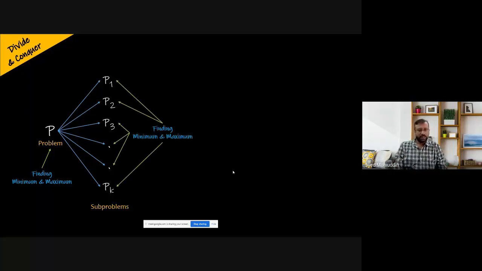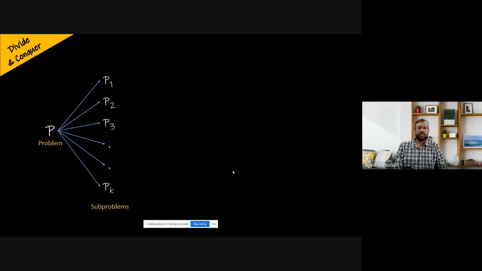Finding minimum and maximum is just an example. Let us take another example. Suppose we have a problem P of sorting a collection of elements. Then P1, P2, P3 should also be sorting problems. They cannot be a different problem. For example, if P is a sorting problem and we divide it into sub-problems P1, P2, P3 until Pk, P1 and P2 should not be finding the maximum element. Sorting means the entire set has to perform sorting itself.